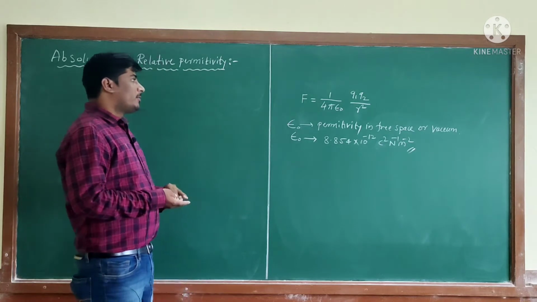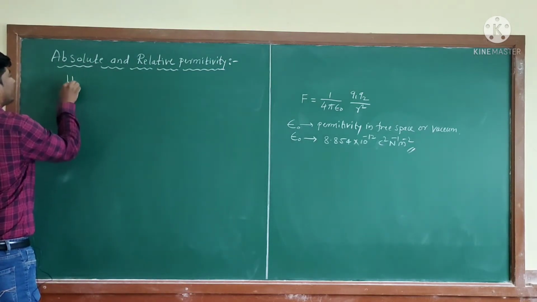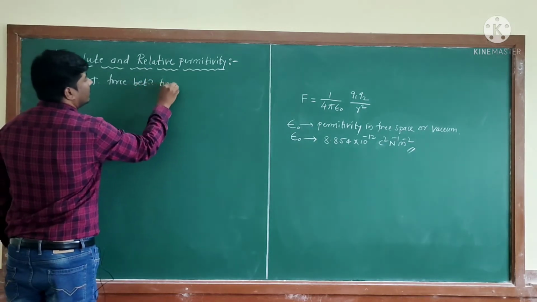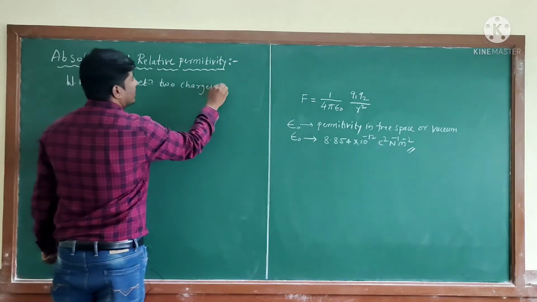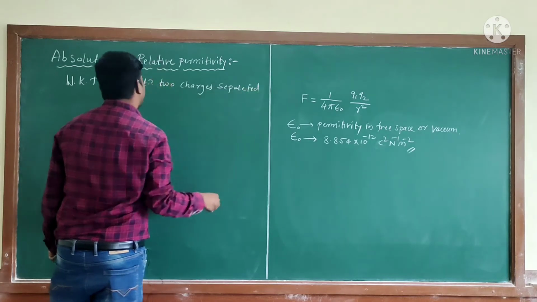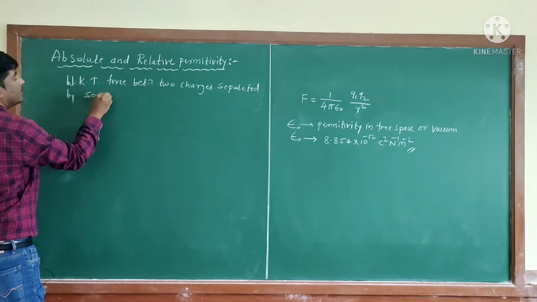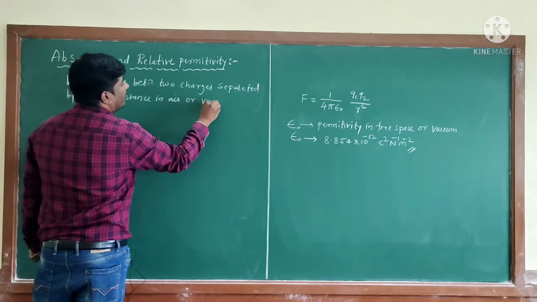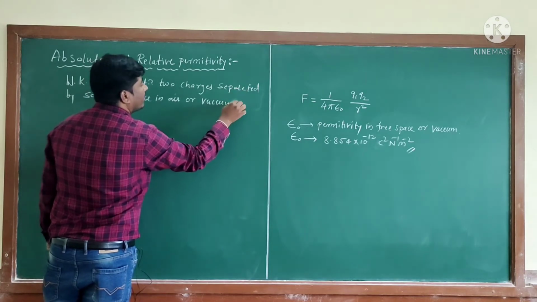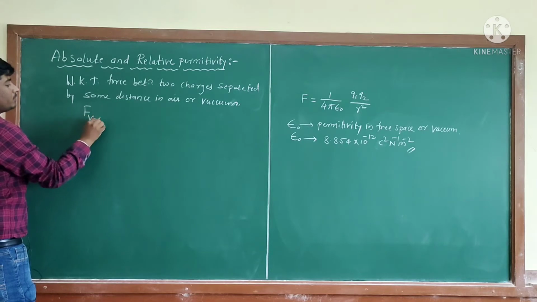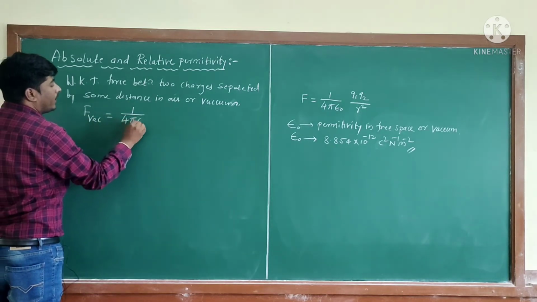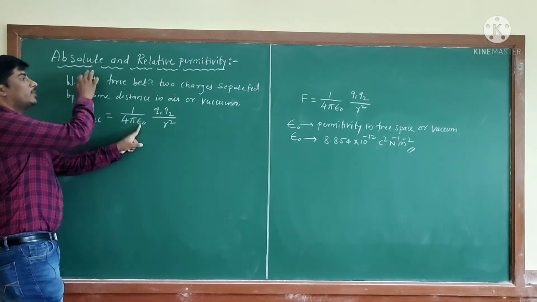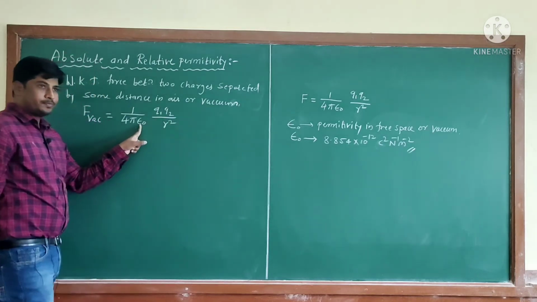We know that the force between two charges separated by some distance in air or vacuum, I will call it F vacuum, is equal to 1 divided by 4 pi epsilon naught q1 q2 divided by r square, where this epsilon naught stands for the absolute permittivity in free space or vacuum.